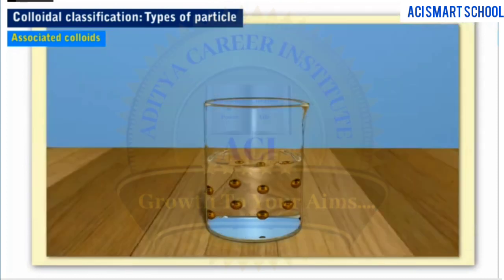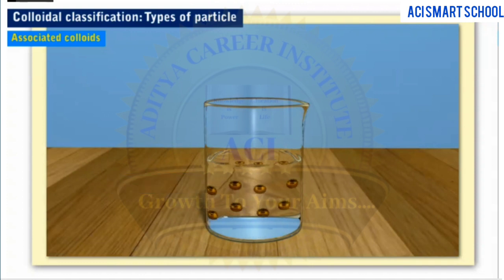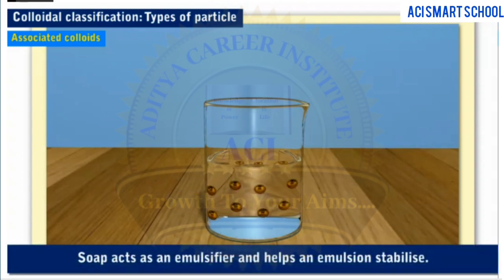The stearate ions of soap molecules help in making a stable emulsion of oil with water, which is later washed away with the excess of water. A sheath of negative charge is formed around the globules, which prevents them from coming together and forming aggregates. We can also say soap acts as an emulsifier and helps an emulsion stabilize.